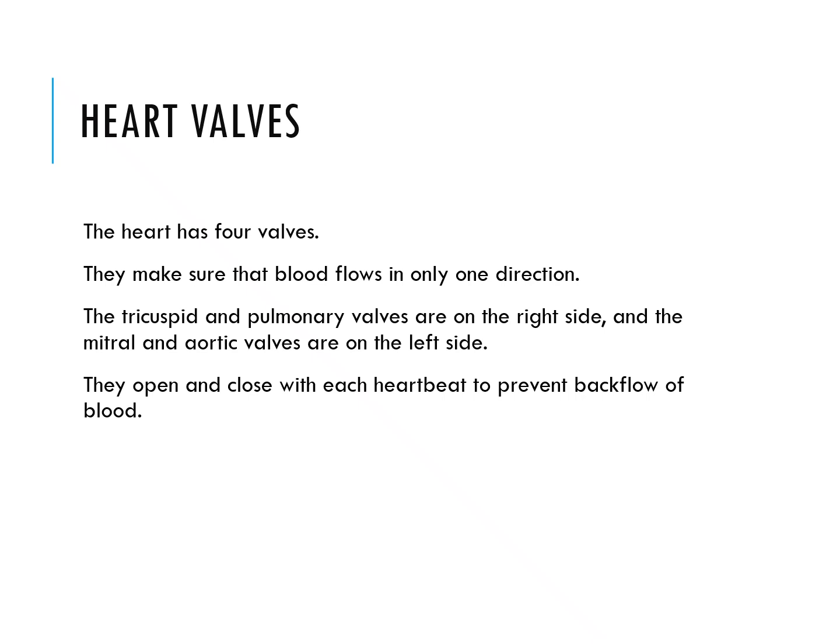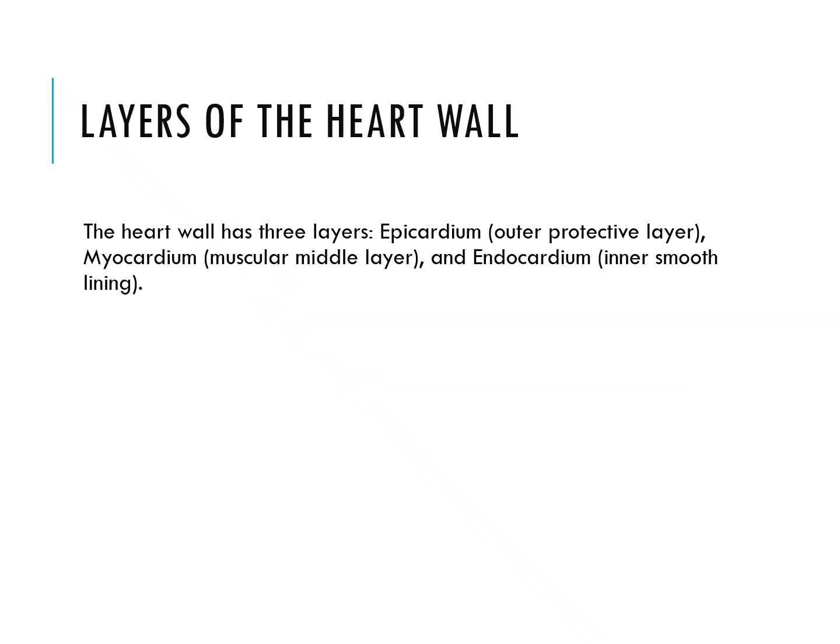Let's move on to learn about the layers of the heart. The heart wall consists of three layers: the epicardium, myocardium, and endocardium. The epicardium is the outer protective layer. The myocardium is the thick muscular middle layer responsible for contraction and pumping action. The endocardium is the smooth inner lining that prevents friction and protects the walls and chambers. Together, these layers ensure that the heart functions efficiently and safely.